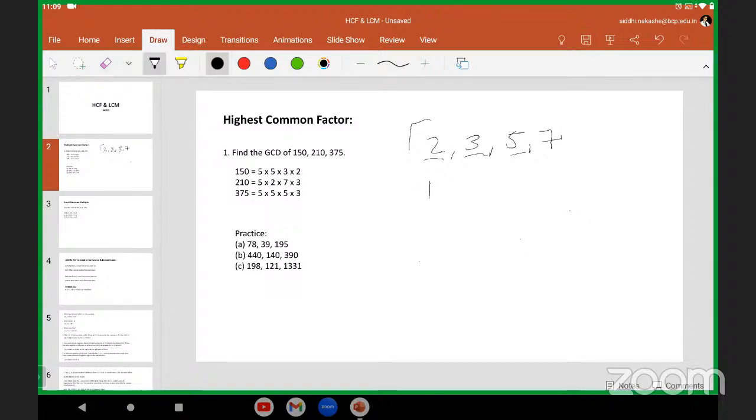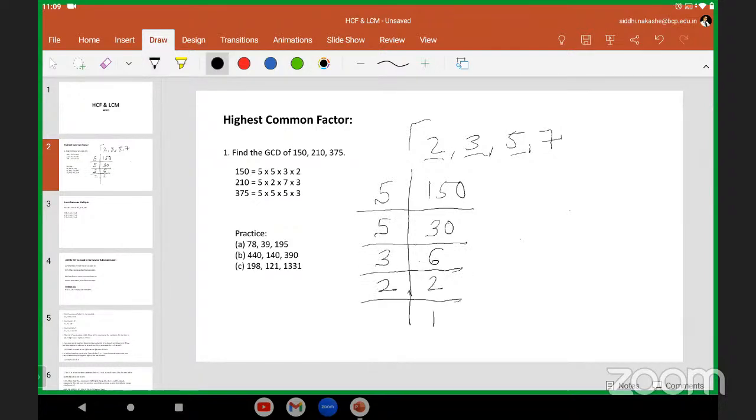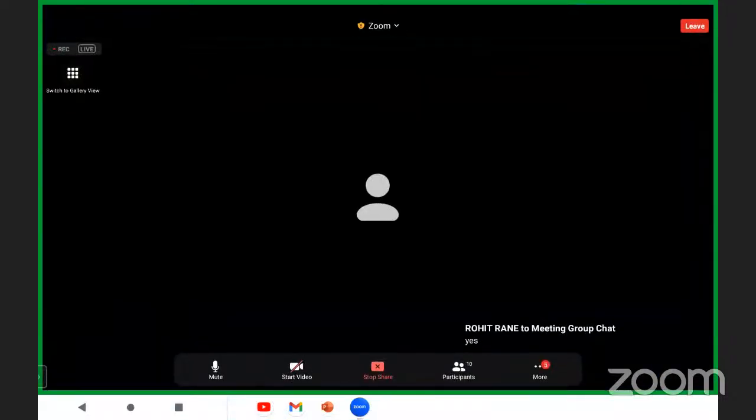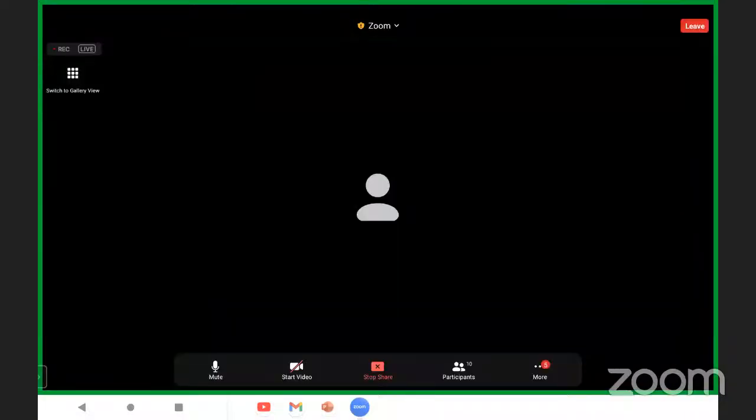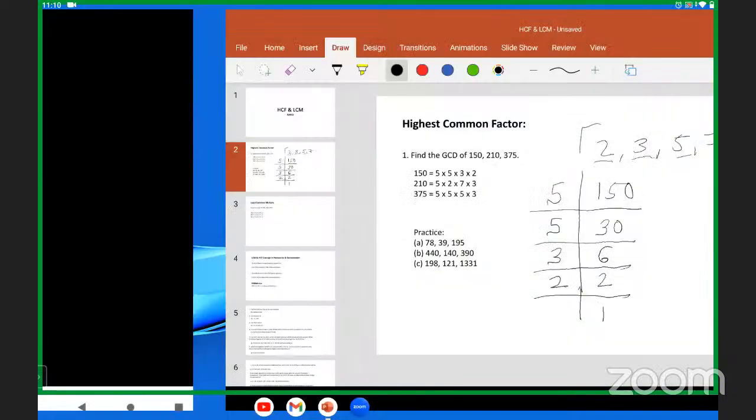So 150. How can it be divided? First it is 5, 5 thirties are 150, then 5 sixes are 30. Now 6 is again divisible by 2 and 3. So 3 twos are 6 and 2 ones are 2. Is this clear to everyone? Any doubts so far about why we are using 2, 3, 5, 7? Anyone?